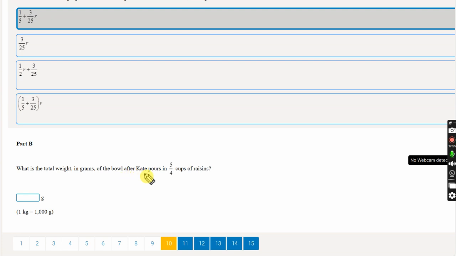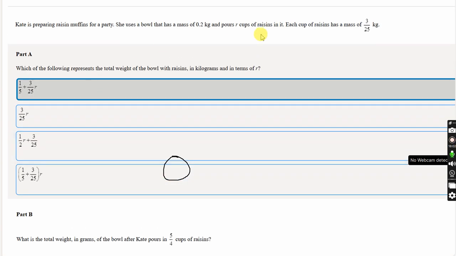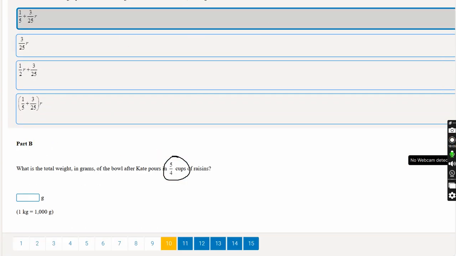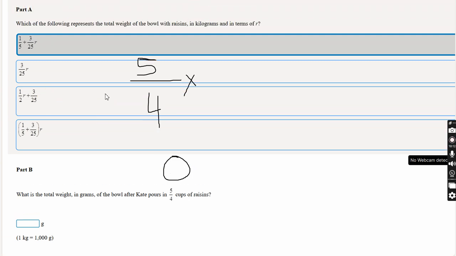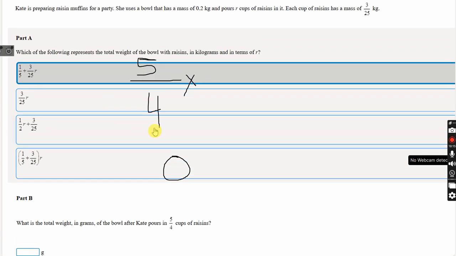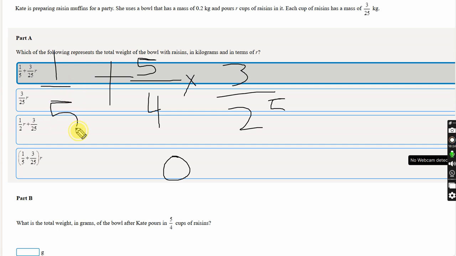What is the total weight in grams of the bowl after Kate pours 5 over 4 cups of raisins? So now they've given you the R. Remember the R, which was missing above? They've given you that, pour R cups of raisins. So 5 over 4 times 3 over 25 plus 1 over 5. Just write 1 over 5 because your life already became easier. It's in fraction, right? But there's another step, so keep in mind. So this is a fraction, so you can write it like this.